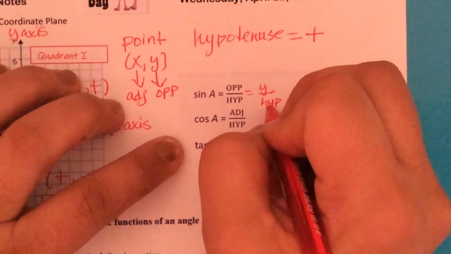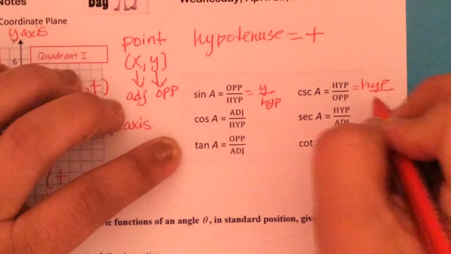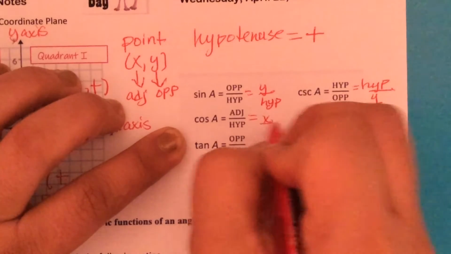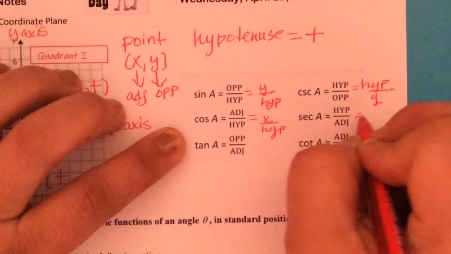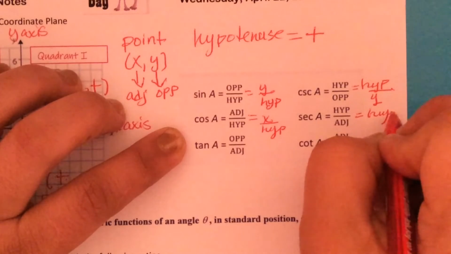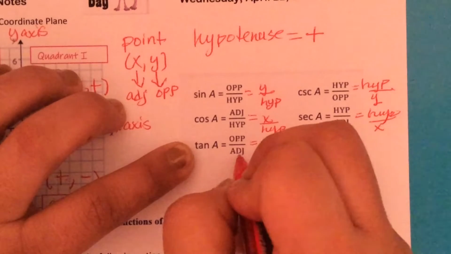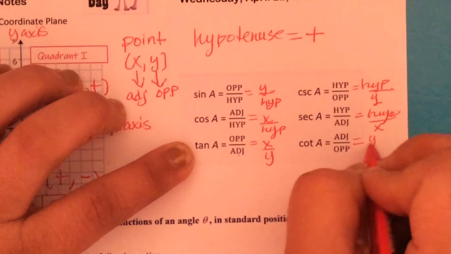So then if that's y over the hypotenuse, then this is going to be the hypotenuse over y because it's the reciprocal. The adjacent is your x, so that's going to be x over the hypotenuse. And so then this is going to be hypotenuse over x. And then this is opposite over adjacent, so that's y over x. And then this is going to be x over y.